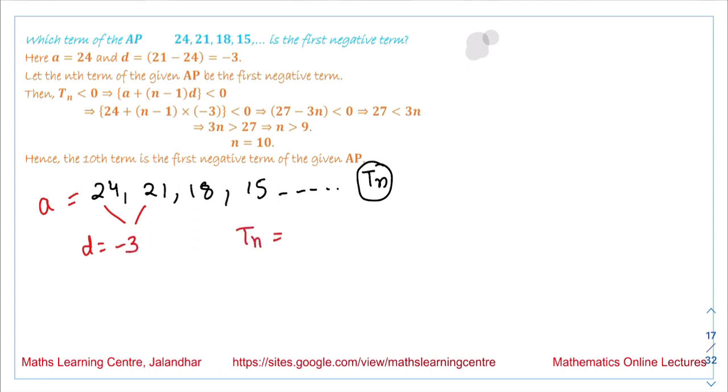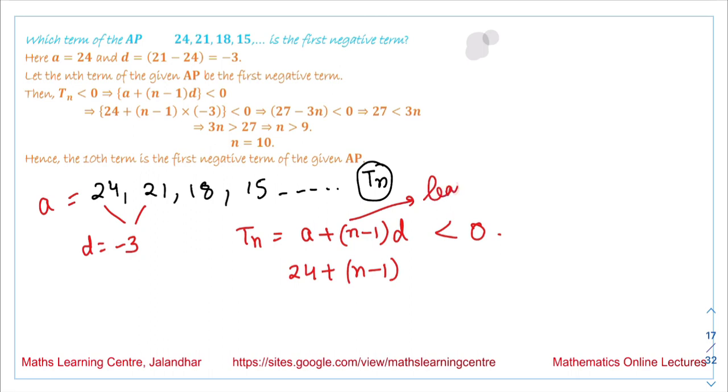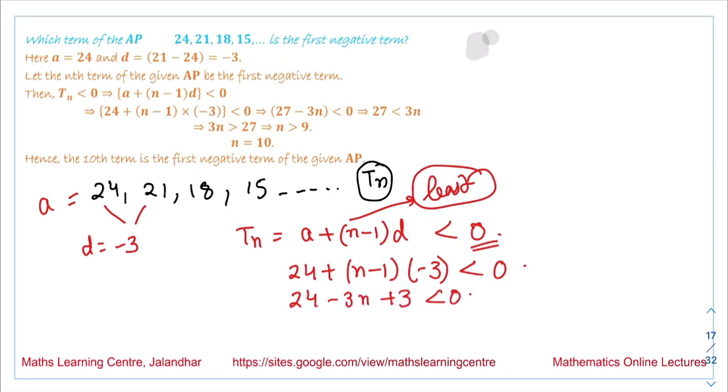So Tn we are talking about is A plus n minus 1 D, and we are saying it is less than 0. So we have 24 plus n minus 1. We are talking about the least value of n for which this is less than 0, and the value of D is minus 3. So we get 24 minus 3n plus 3 is less than 0. So this gives us 27 is less than 3n. So we are saying this gives us that n is greater than 9.